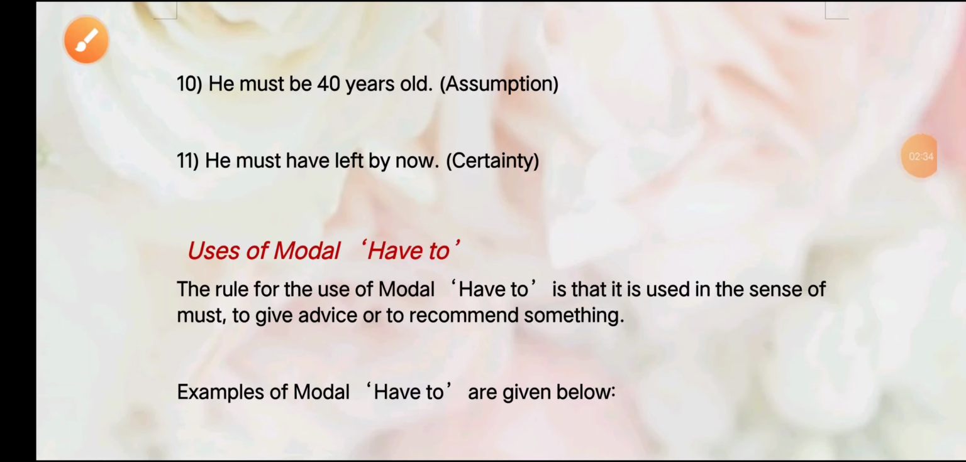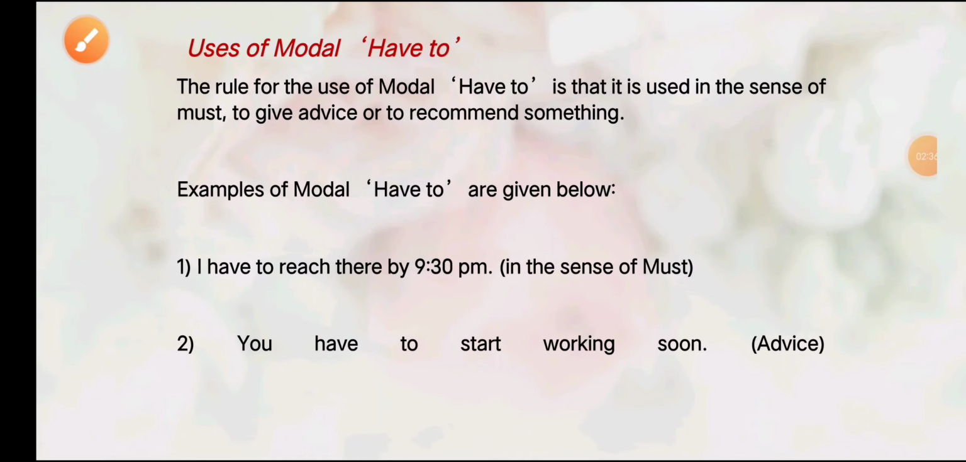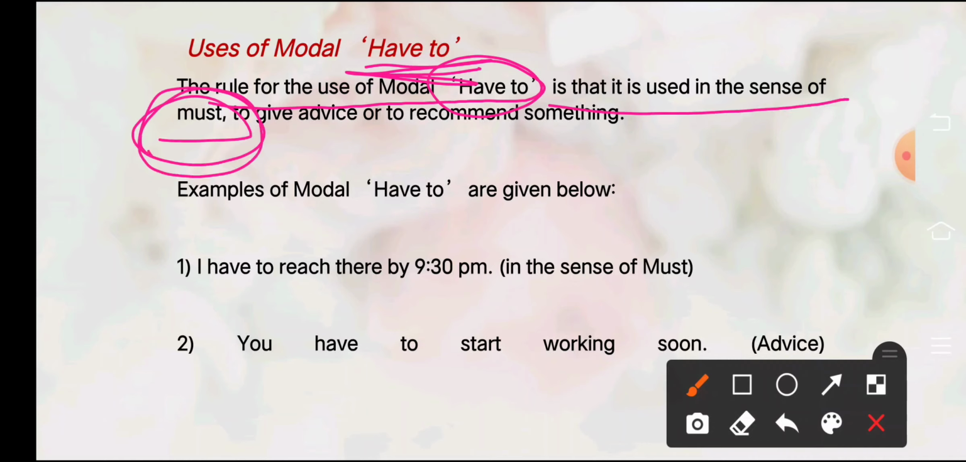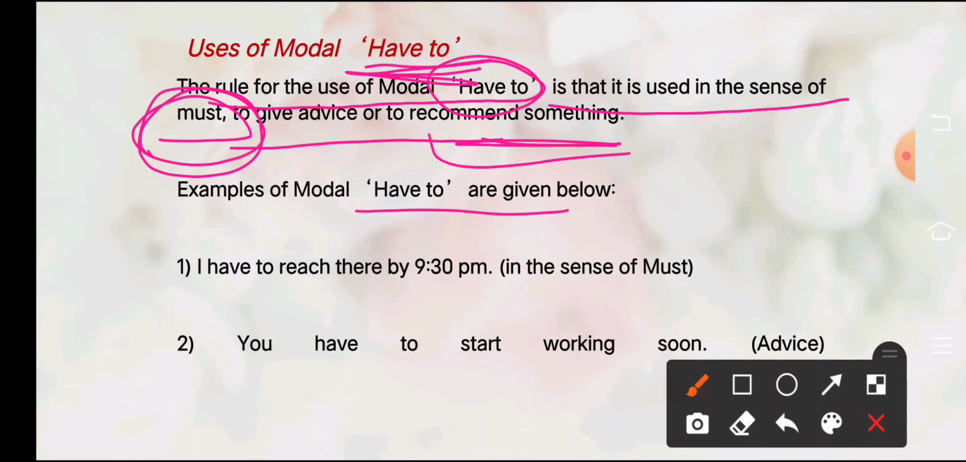The next very important use of modal: have to. Okay, so this is what have to, like we did must, you know. So have to means आपको ऐसा करना ही है. The rule for the use of modal have to is that it is used in the sense of must. जैसा हमने must का किया तो वैसा ही, वही सेम चीज़ जो है यहाँ पे भी आ रही है. And to give advice or to recommend something. क्लियर. सो उसमें तो बहुत सारी चीज़ें हमने करी हैं, बहुत सारे मोडालिटीज़ पे we can write down this must. But here have to, you have to use to recommend something, right?